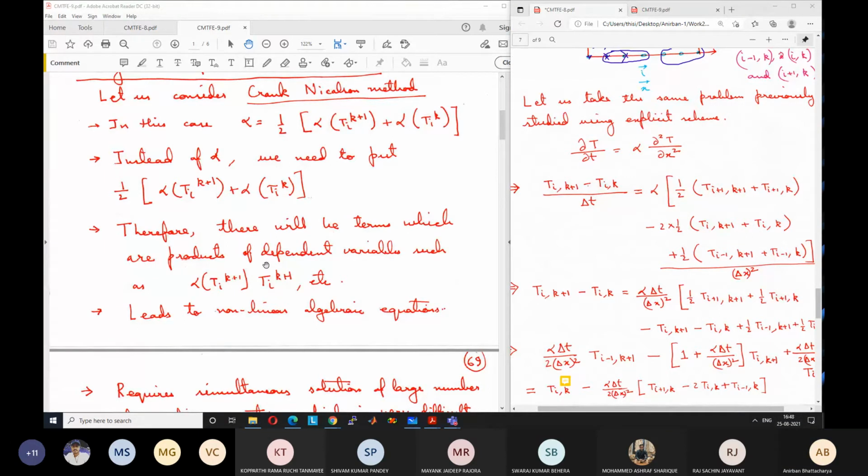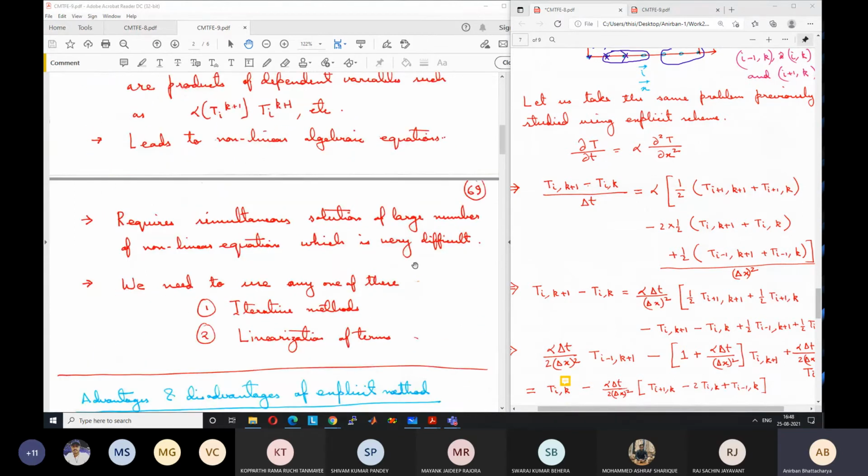So as I was saying, for example, again this term alpha, which is a function of T_i at k plus 1, and this T_i^(k+1) term is there. So again, this is a product of two unknown terms. So it becomes non-linear. Okay. So it leads to non-linear algebraic equations. Simultaneously solving a large number of non-linear equations is a very difficult process computationally. Okay. So then it leads to other challenges.